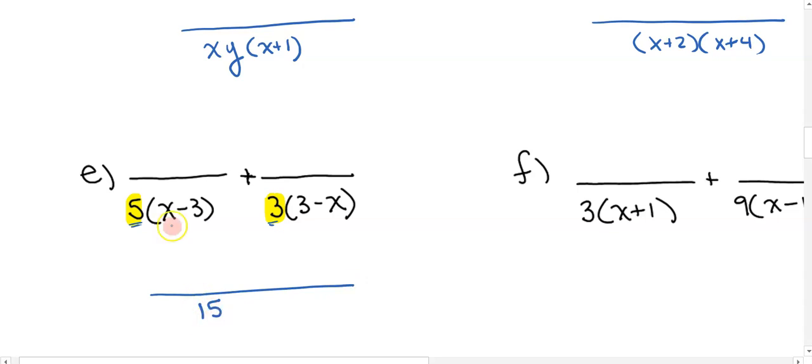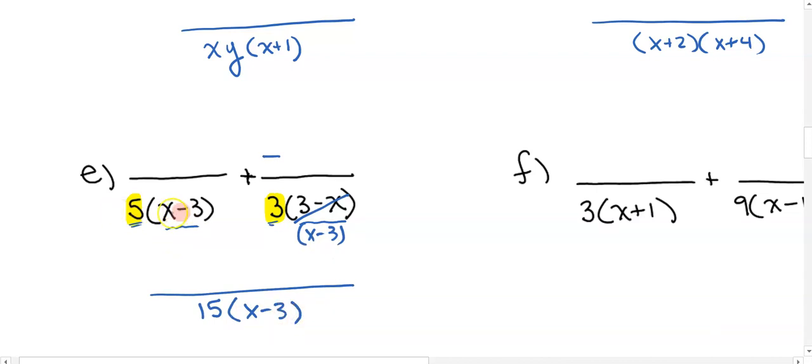That's their LCM. And again, x minus 3 and 3 minus x look the same, but not quite. So I'm going to factor out a negative, and I'm going to move my negative to the numerator. So that's going to become x minus 3. The negative I factored out has gone to the numerator. It's not part of my denominator anymore, so now I have an x minus 3 and x minus 3, and there you go. That's my common denominator.